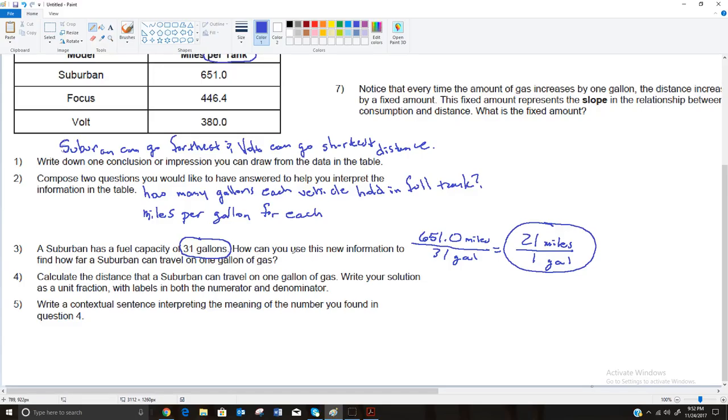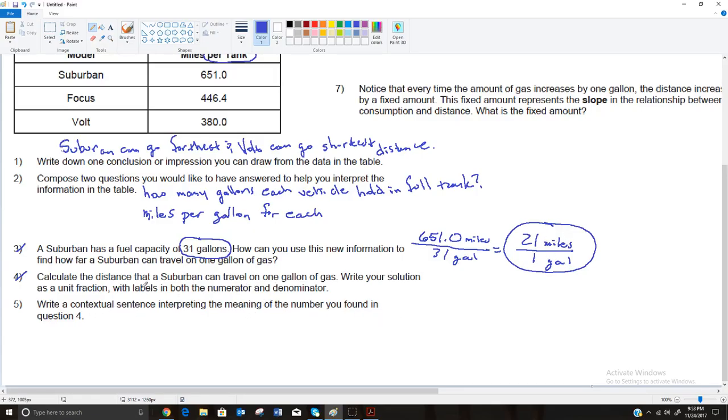So in 3, it just says, how can you use this new information? And we're going to use it by dividing and reducing it down to a simpler ratio. And then it says to calculate. So we've done both of these things. Now write a contextual sentence interpreting the meaning of the number you found.